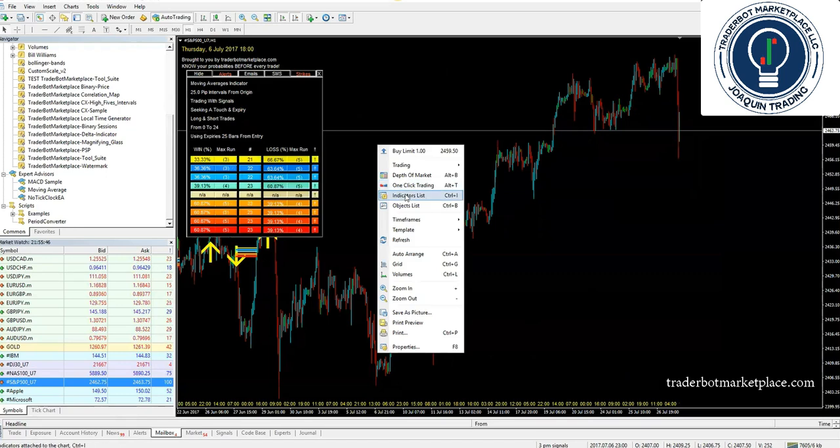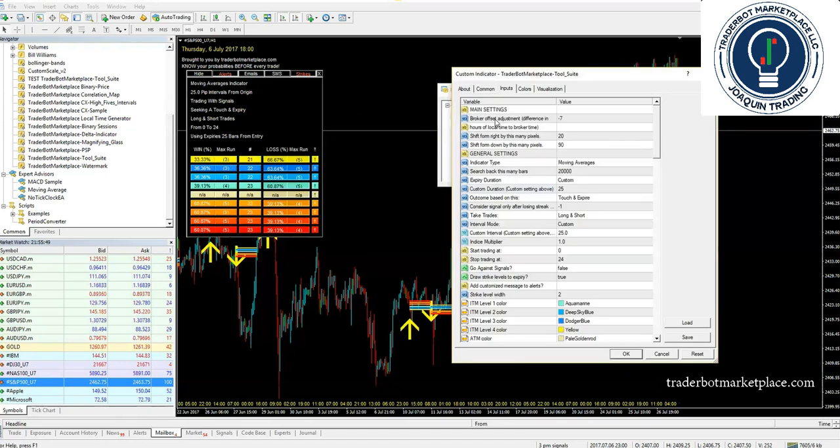If I want to see a different set of parameters, all I have to do is go in here and look right here at either expiry, touch and retrace, or touch and expire. Other than touch and expire, the other three, it'll talk about that in your manual.